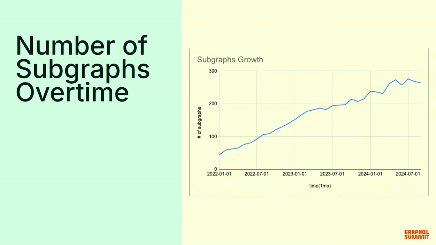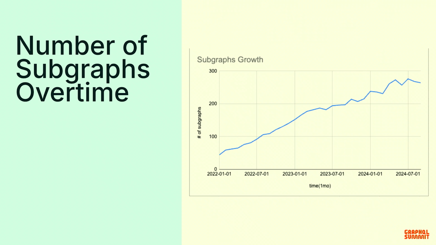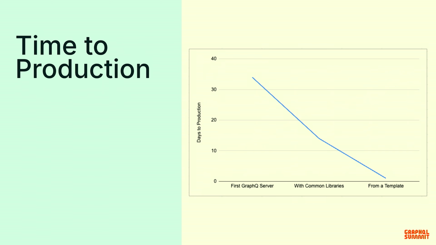OneGraph launched in about August of 21. This graph here doesn't start until January of 22, but we don't have super great data to show before that. As you can see, we've had a steady growth of subgraphs, and while we did have some graphs beforehand, as we were migrating to OneGraph, we've just had this steady progression. We wouldn't be where we are today if we didn't make this process easier and a better developer experience. As of today, we're just shy of 300 subgraphs. I just don't think we would have been successful without creating a great developer experience.